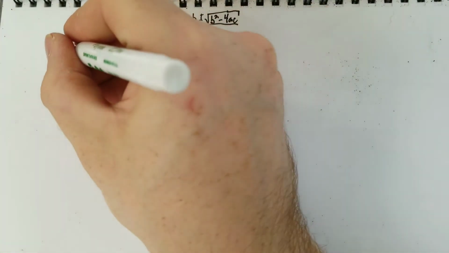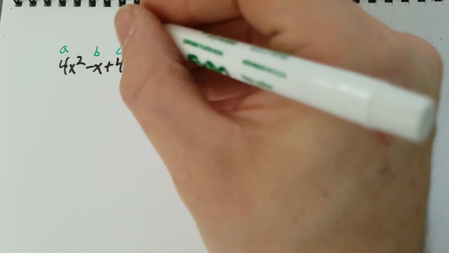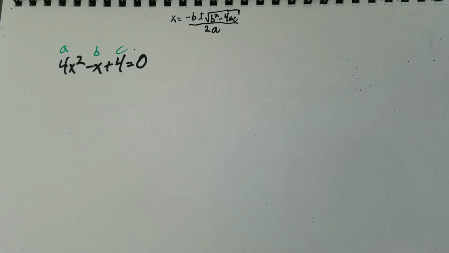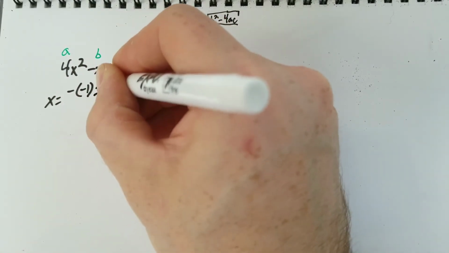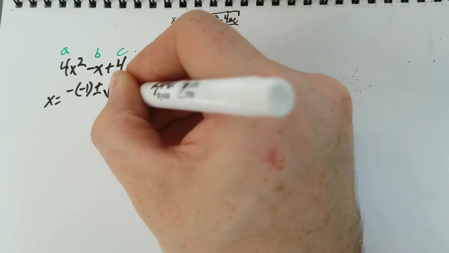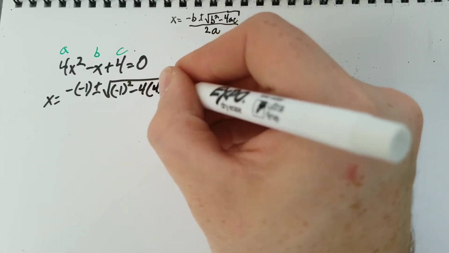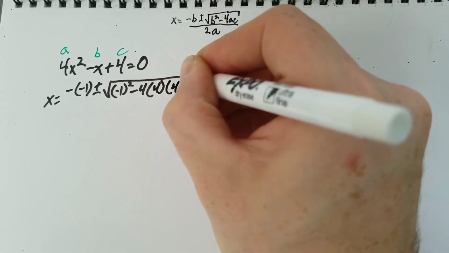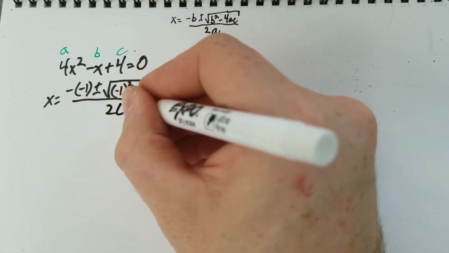Again, like before, we've got our a, our b term, which is -1, and c. Again, let's just plug this in, plug and chug. x equals -1 plus or minus the square root of -1 squared minus 4 times a, which is 4, and c, which is also 4, all of that over 2 times 4, like so.